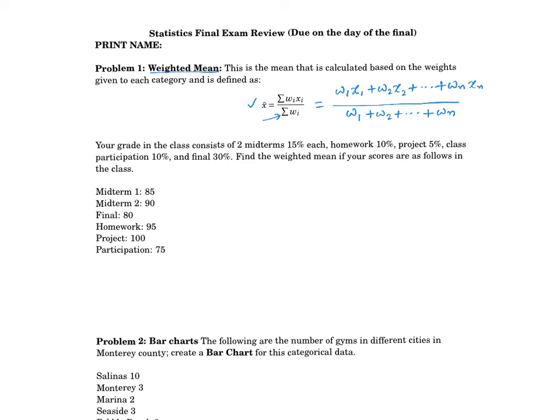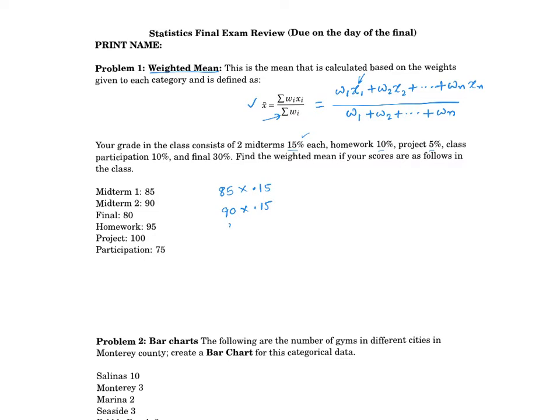Now, in this problem, your grade in the class consists of 2 midterms, 15% each, and homework, project, etc. Midterm 1 is what you got, 85. Your score is 85. However, midterm 1 is going to be 15% of the total grade. So you take 85, that's your xi or x1, you can think of it that way, multiplied by 0.15. And similarly for midterm 2, it is going to be 90 times 0.15.